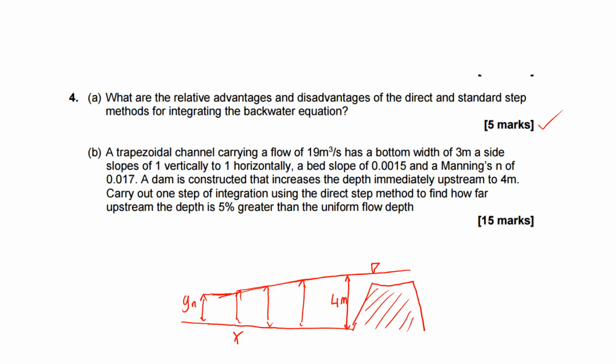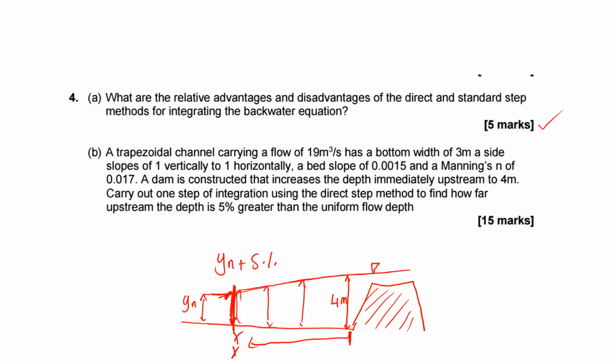Now the question is saying carry out one step of integration using the direct step method to find out how far upstream the depth is 5% greater than the uniform flow depth. So if yn is here, you'll need to calculate yn plus 5%. So you might find that the value you need is here, a value of x. So that's all the question is asking you to do, to start integrating from here and move backwards until you're at 5% more than the normal depth.